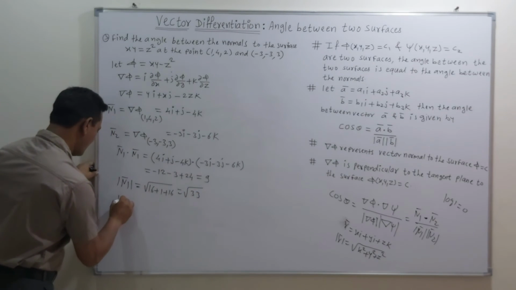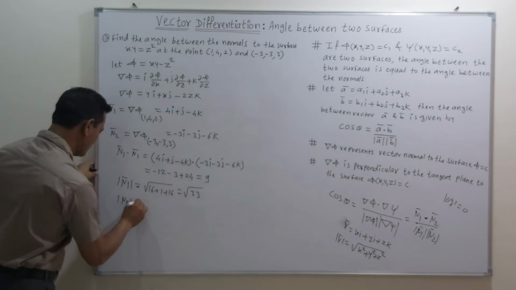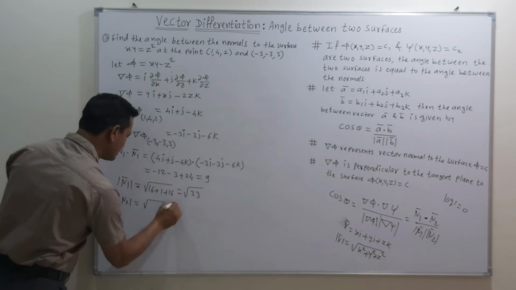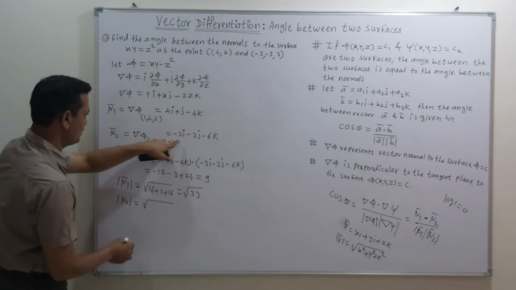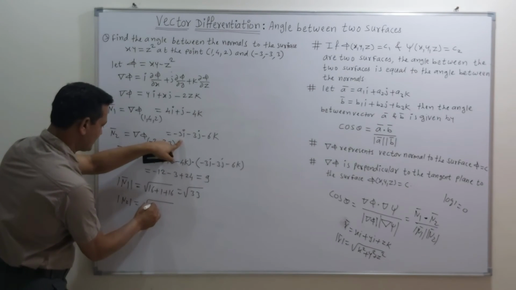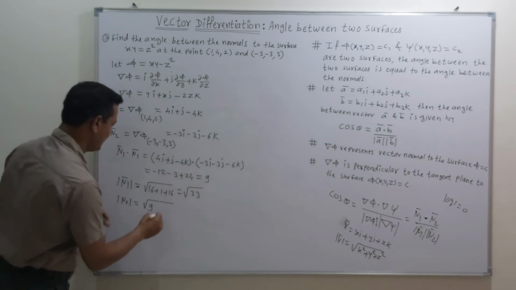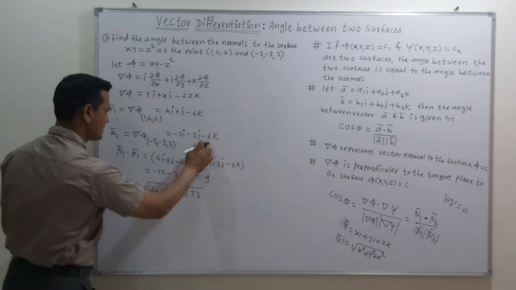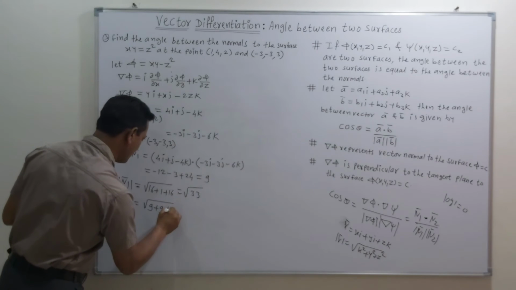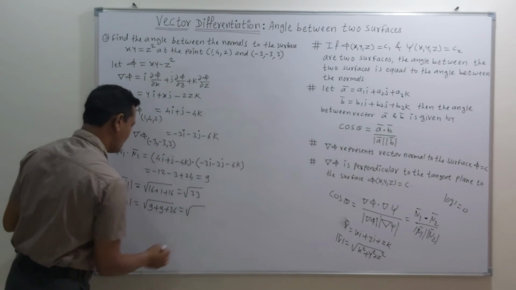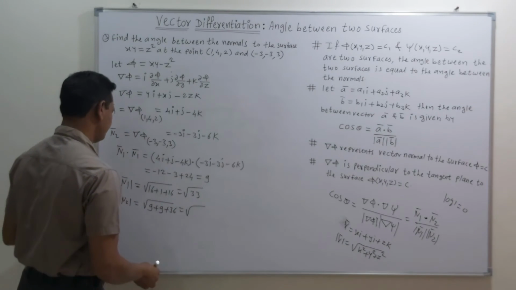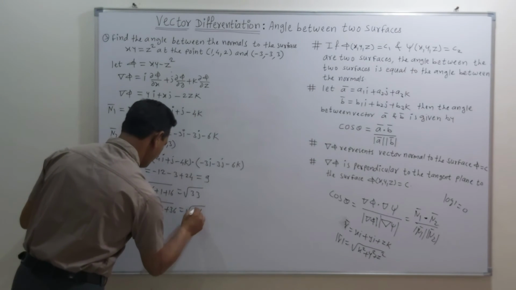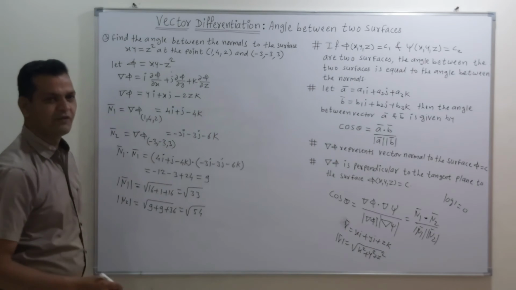Then similarly, if we find the magnitude of the second normal to the surface, n2, its value is x square, that means 3 square is 9, again this is 3, which squared is 9, plus 6 square, which is 36, which is root of 54. So we can easily find this value.